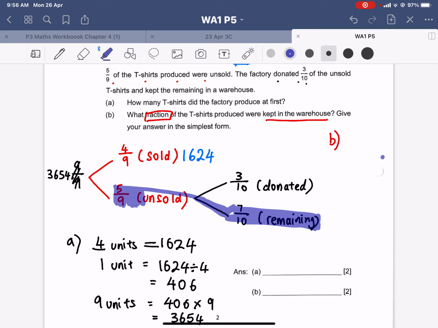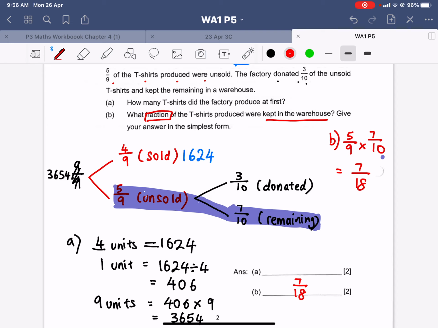Now, do we need to trace back to the seed? We do not need to, because they don't even need to know what is the whole number. So you just have to trace out the fraction. So this fraction, 5/9, remember the branch is about multiply, 7/10. And because you have a calculator, that's it, 7/18 is the answer. Alright, easy peasy, right?